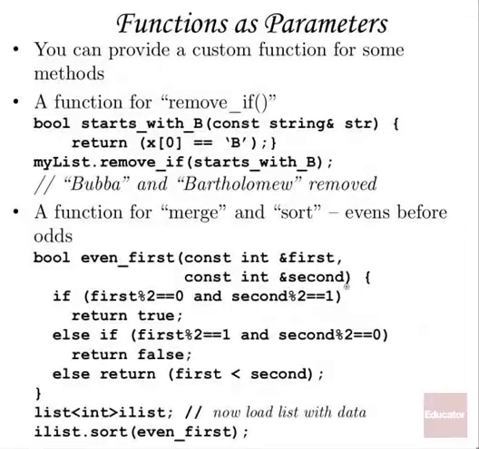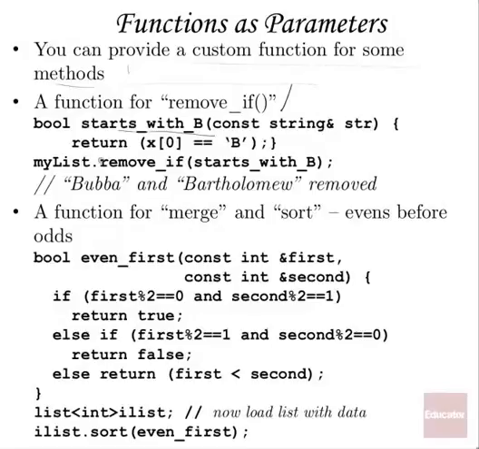Now, this is something we haven't talked about before. It's actually using a function as a parameter to a function. So you could provide a custom function for these methods. For example, we have a function for remove if. This is called starts with B. This is something I came up with. We want to remove everything where the string starts with a capital B.